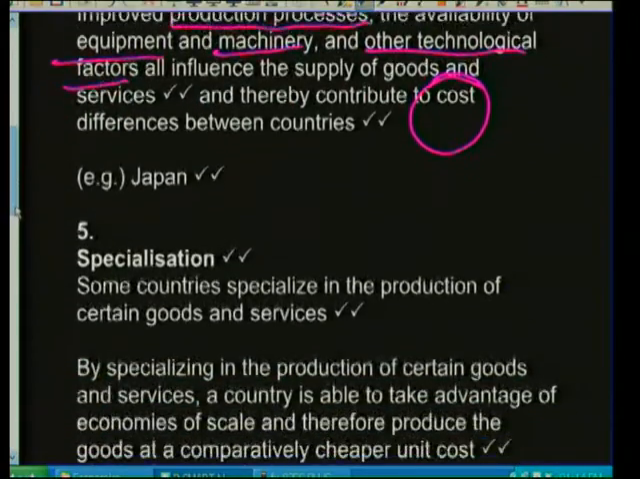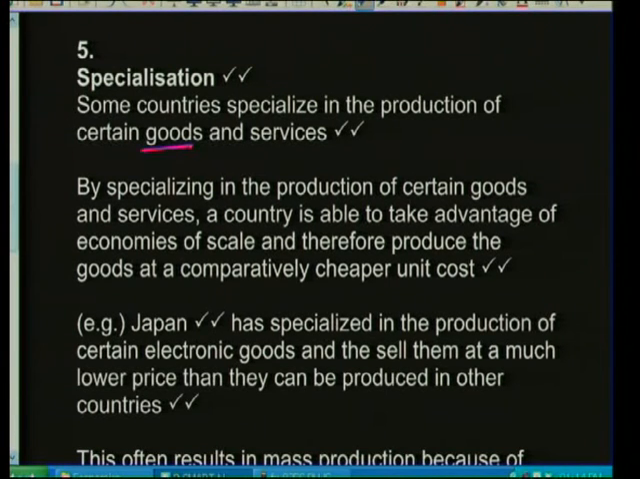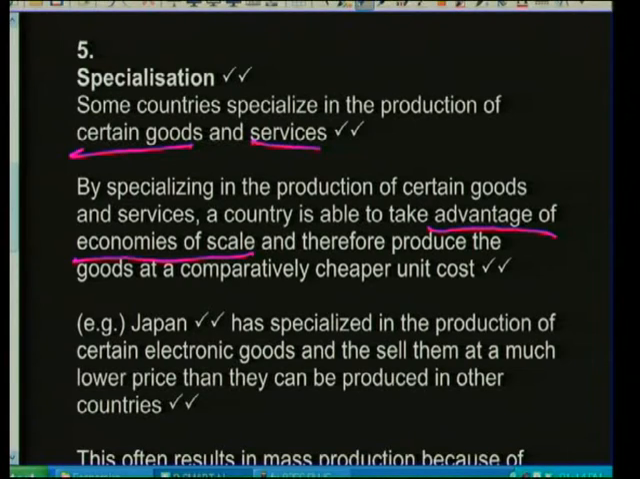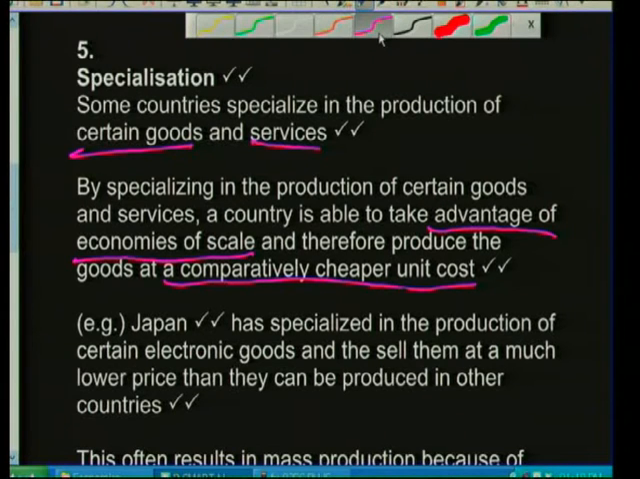They've used Japan as an example. I've already mentioned earlier on that specialization is one of the reasons why international trade takes place. Some countries specialize in the production of certain goods and services. By specializing in the production of certain goods and services, a country is able to take advantage of economies of scale. And that means that they can produce at the lowest possible cost, and they maximize their profit, and therefore produce the goods at a comparatively cheaper unit cost. And that unit cost will determine the selling price of the product eventually.